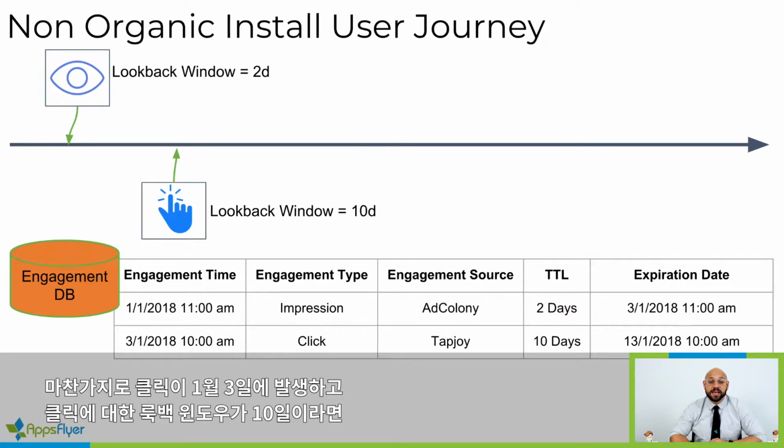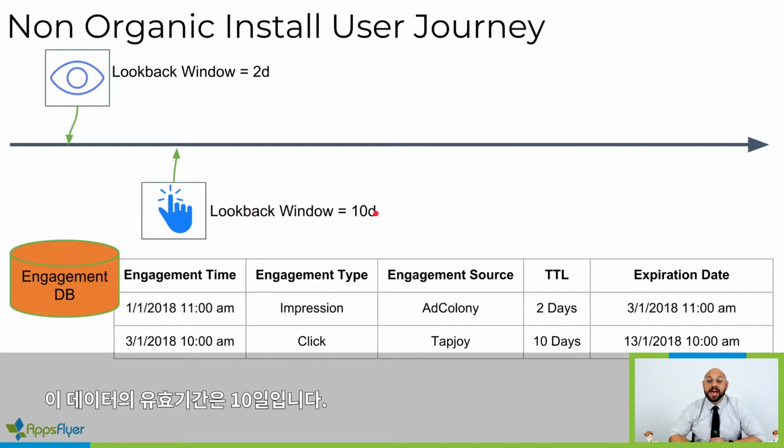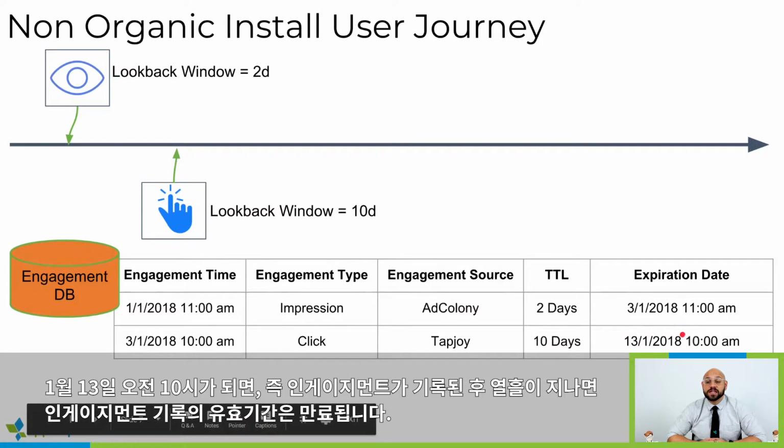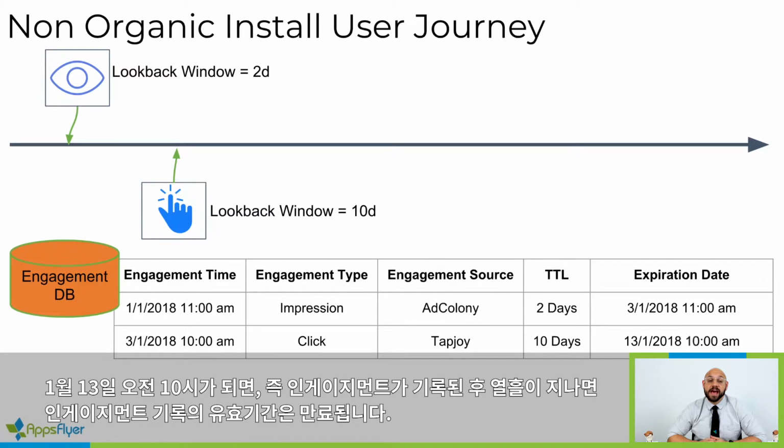Likewise, if there's a click on January 3rd, and that click or that engagement has a 10-day lookback window, then the time to live for that engagement record will actually be 10 days, which means that it will expire on January 13th, 2018 at 10 a.m., or 10 days after that engagement was recorded.